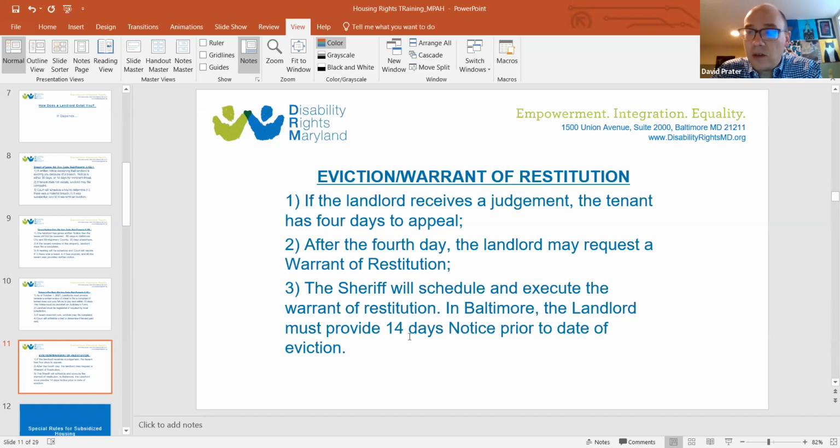And tenants can exercise that right of redemption no more than 5 times in 1 year.